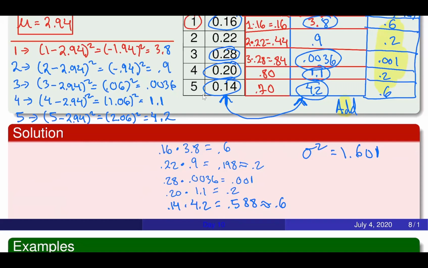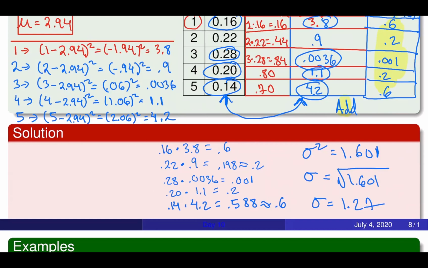Okay. So the last thing, if you want to get standard deviation, is this. We take the square root of 1.601. So if I take the square root of 1.601, you get a standard deviation of 1.27. And that's it. Any questions so far on this?